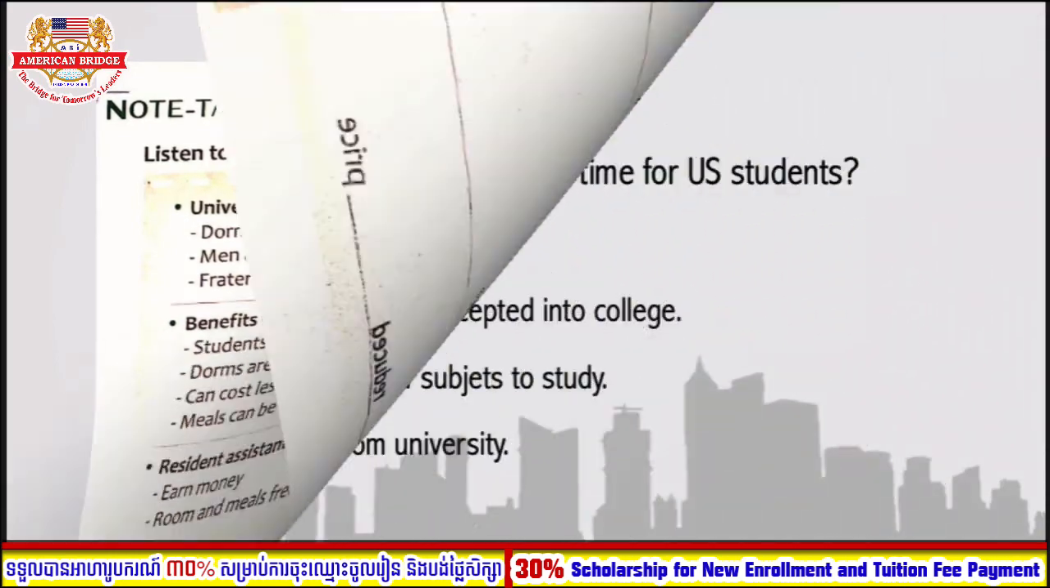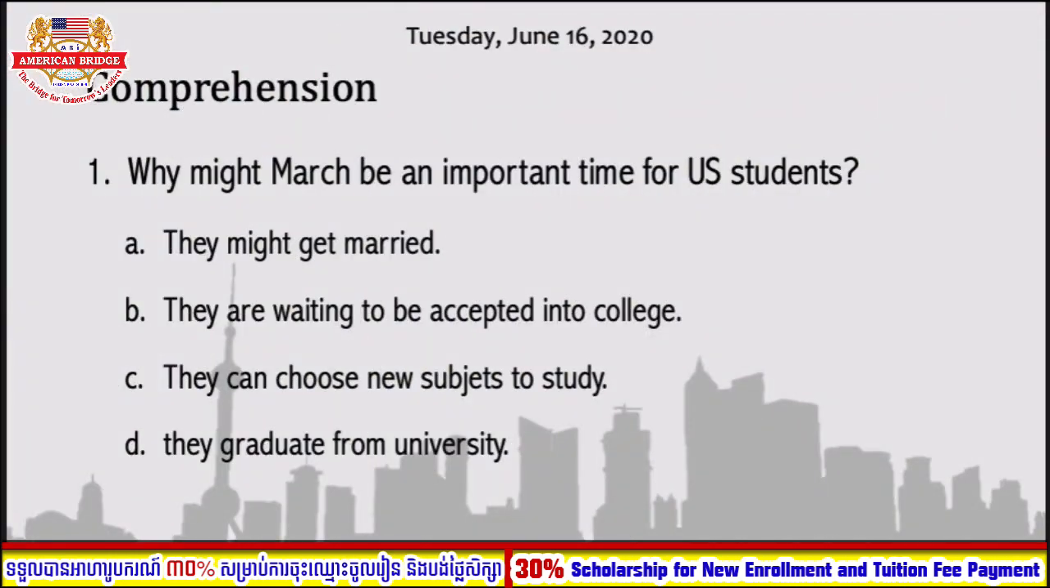Okay, good. So let's move on to comprehension question number 1. Why might March be an important time for US students? Everyone, why is it so important? They might get married? For students to get married? No, it is not the correct answer. So no. B, they are waiting to be accepted into college. Okay, very good. This one is the correct answer.